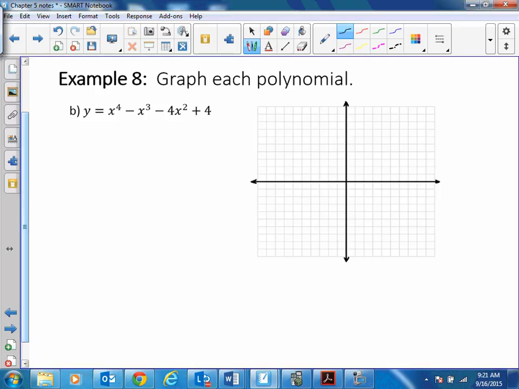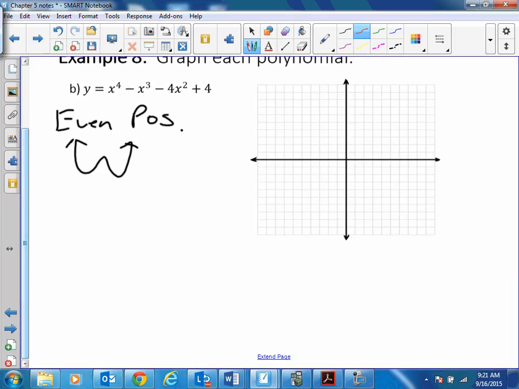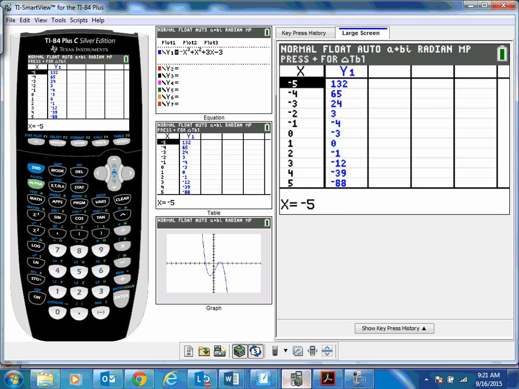So, would this be odd or even? Even positive. So what's the graph going to look like? Like a W, both arrows in the air. Wave it like this. Yeah, no, Tyrone? No? All right, so then what do we do next?